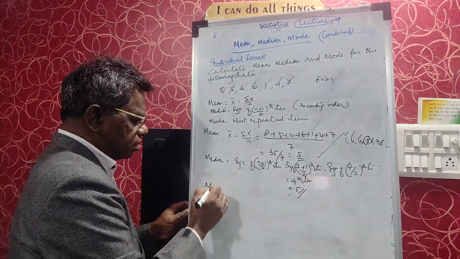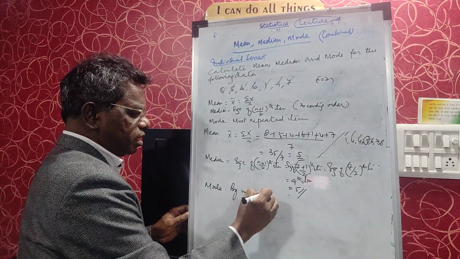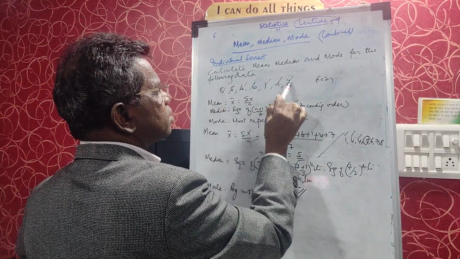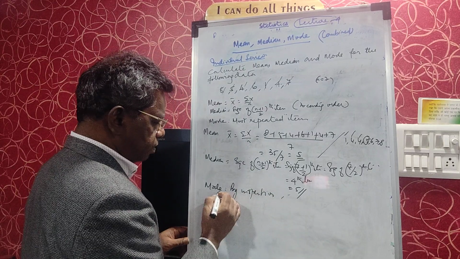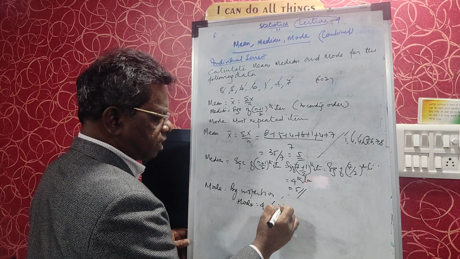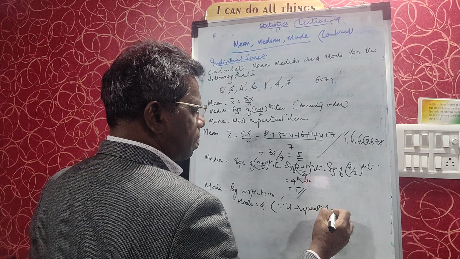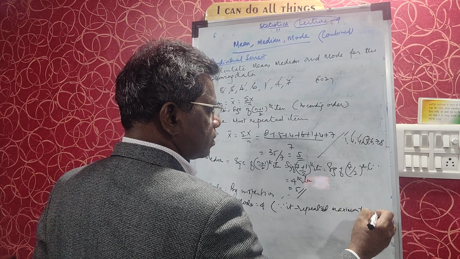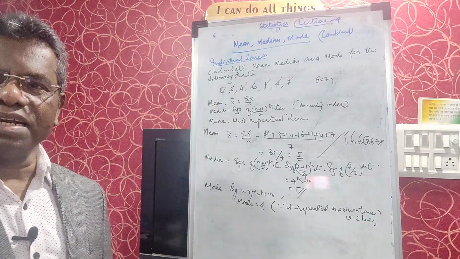Coming to mode. Mode is what? By inspection we see the mode. See, the 4 is repeated 2 times. All others are, what? By inspection mode is equal to 4. You have to write since it is repeated maximum times, that is 2 times. So that's all about individual series.